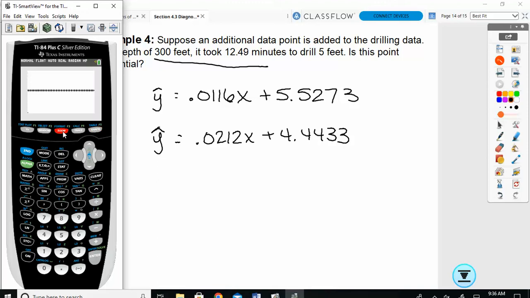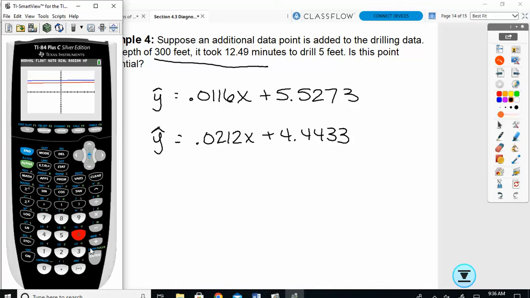And when we graph it, we probably need to reset our window because we're zoomed in to plot residuals. So you'll need to go to zoom number 6 to reset that window. So that's my first line. And this is my second line. You can adjust the window and look at them differently.